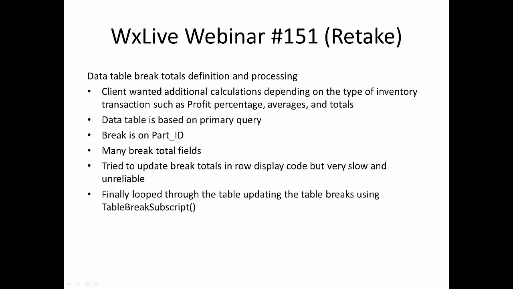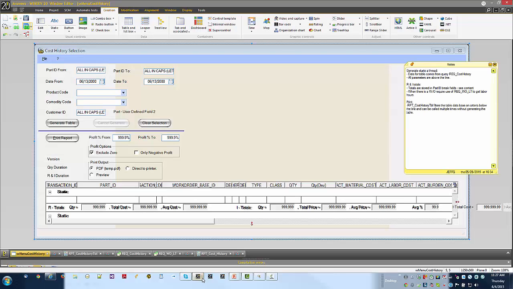Next, we want to look at the table that drives the report. The client needed additional calculations on each inventory transaction, such things as profit percentages, averages, and totals by type. The data table is based on the primary query, which we'll look at in the next section, and the break is on part ID. There are many break total fields. We tried to update those totals in the row display code, but it turned out to be very slow and unreliable. Finally, we did a loop through the table using table break subscript.